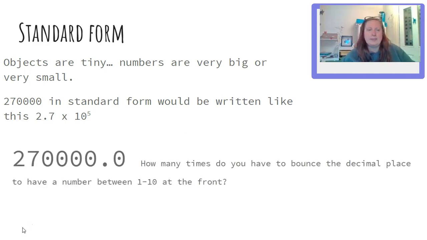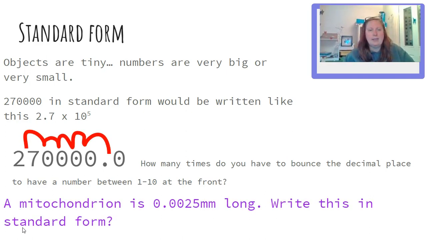So if I talk you through this example, 270,000.0, the decimal place would be there. How many times do you have to bounce the decimal place to have a number between 1 and 10 at the front? So if you look at my bounces, 1, 2, 3, 4, 5, that's where the power of 5 came from. And that's how we would work it out. So see if you can work this one out. Pause the video. A mitochondria is 0.0025 millimeters long. Can you write this in standard form? So pause the video, have a go, comment down below.